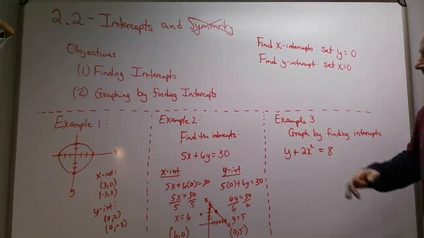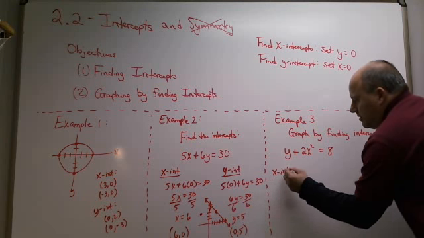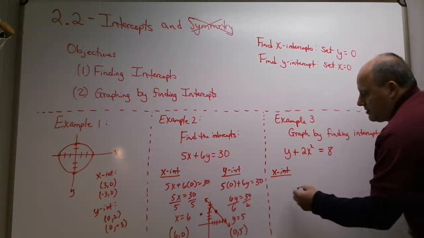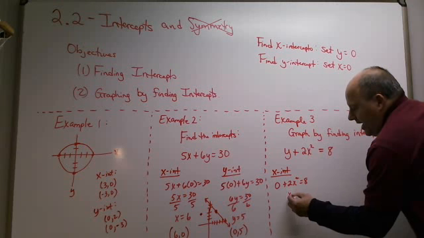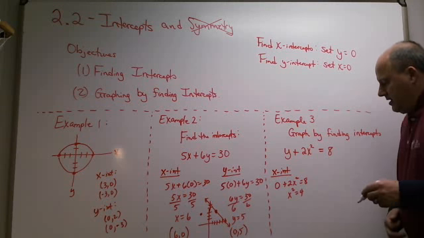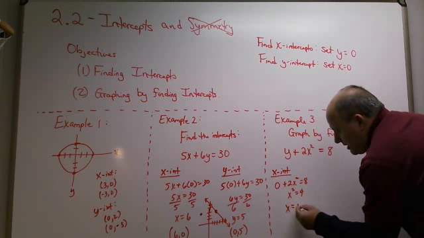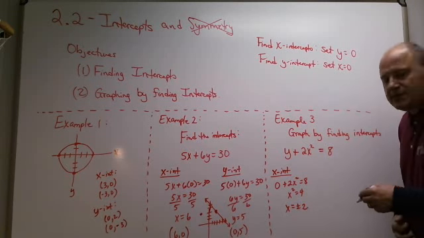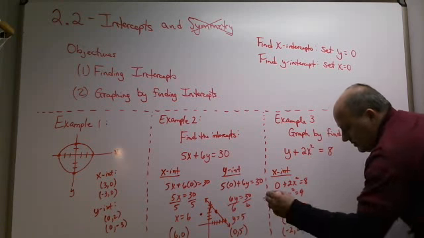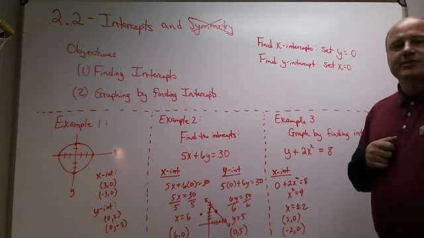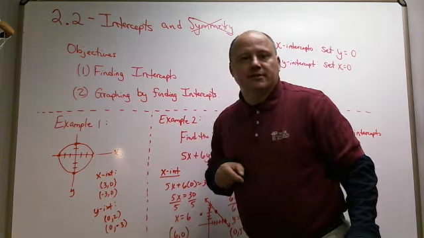So you do it exactly like you did example 2. If you find the x-intercepts, you have to set the y-coordinate equal to 0. So 0 plus 2x squared equals 8. So you get x squared equals 4. And from a previous section, back in chapter 1, we noticed that was x equals plus or minus 2. So the x-intercepts are (2, 0) and (-2, 0). So there's two x-intercepts. And yes, a graph can have two x-intercepts.